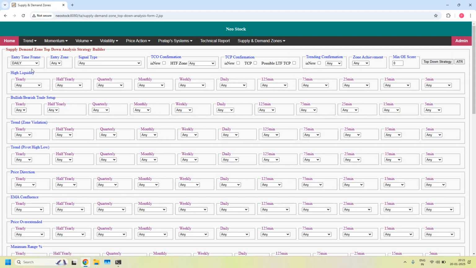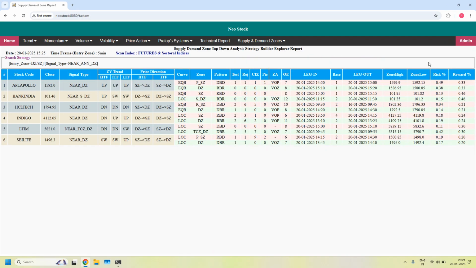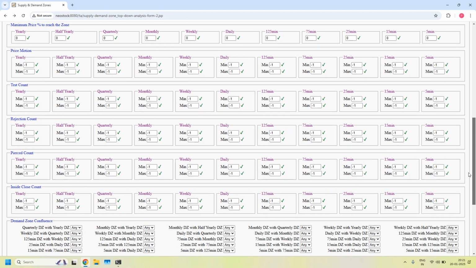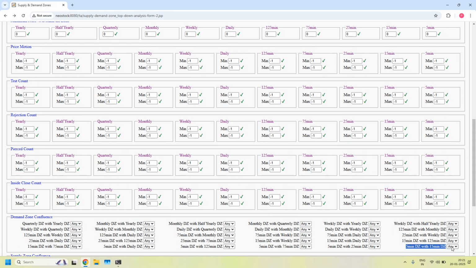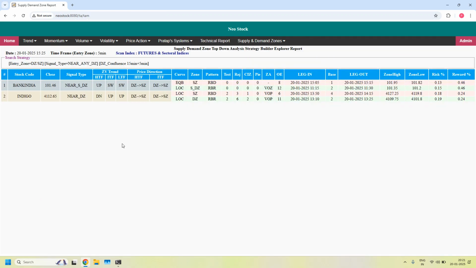Okay, next time frame is the 5 minutes. Stocks near 5 minutes demand zone. We got 6 stocks. Let's verify the ITF demand zone confluence. That is 5 minutes demand zone with 15 minutes demand zone confluence. I'm enabling that filter. We got 2 stocks. These two 5 minutes demand zones are part of the 15 minutes demand zone. That means overlapped. Zone confluence means overlap.